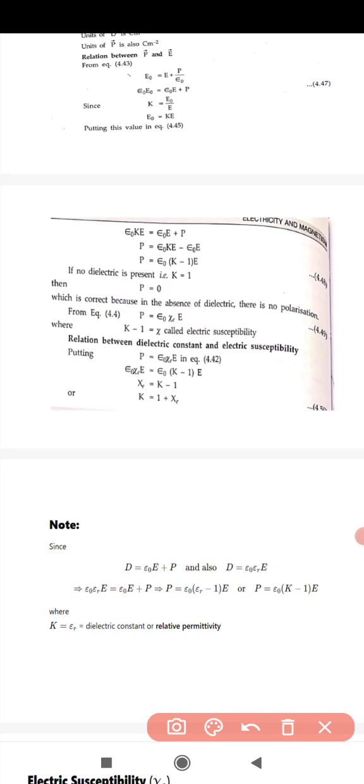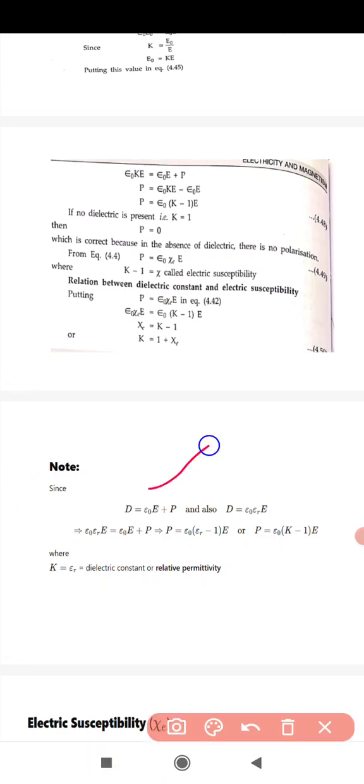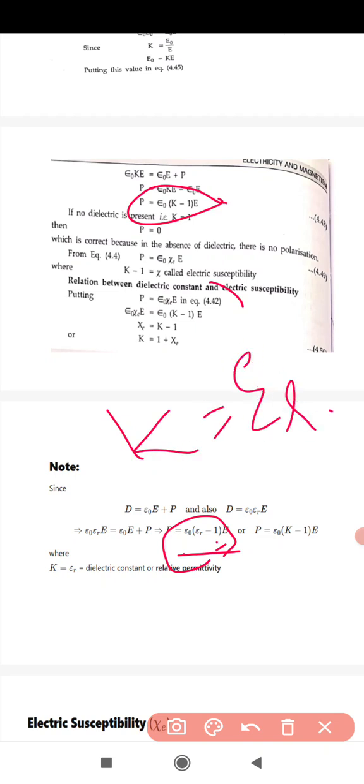In today's class we learned about the relationship between D and P. The relationship is D is equal to epsilon naught into E plus P, and also D is equal to epsilon naught into epsilon R into E. Next, the P and E relationship: P is equal to epsilon naught into epsilon R minus 1 into E, and this equation is the same as the earlier one. K is also equal to epsilon R. This is the relationship between the polarization vector and the electric vector.